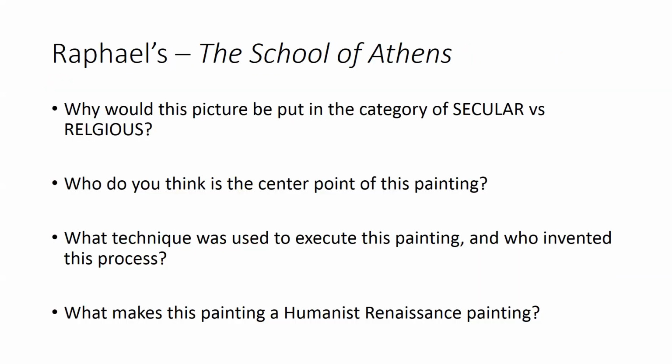The last thing we're going to look at is the School of Athens by Raphael. Why would this picture be categorized as secular? Who do you think is in the center point of this painting? What technique was used to execute this painting, and who invented the process? What makes this painting a humanist Renaissance painting?